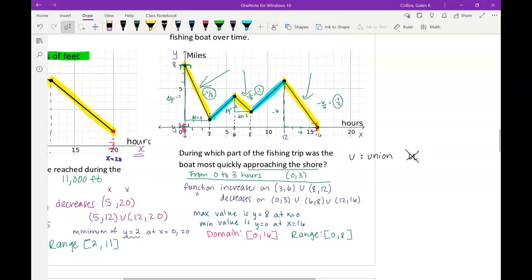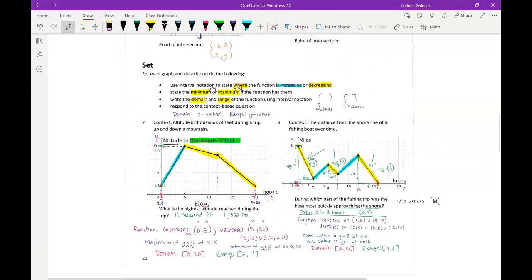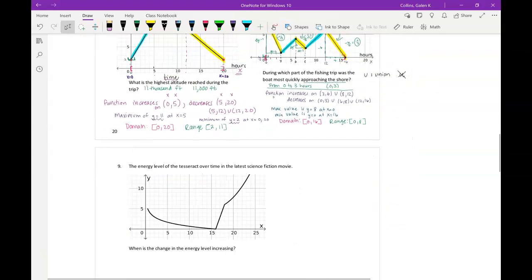I know that problem's a little bit tough to think about. All right, on to number 9. We're going to do the same thing. So intervals of increase or decrease.